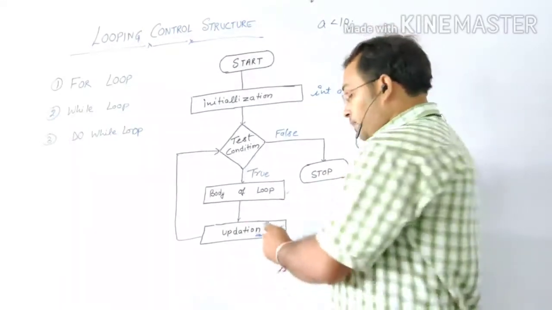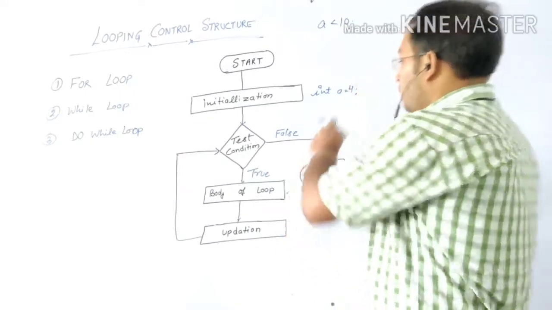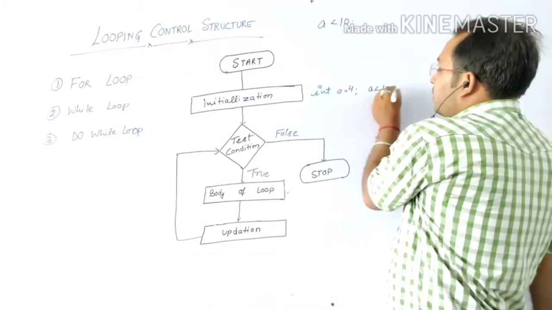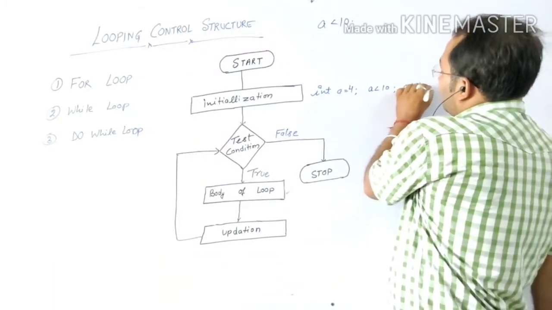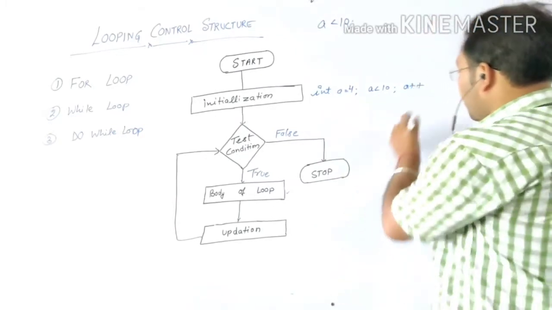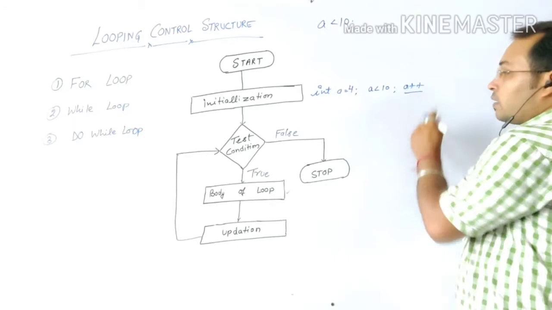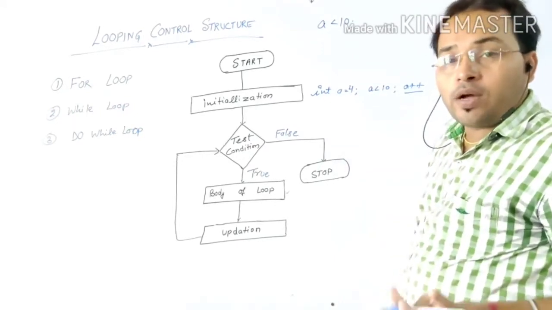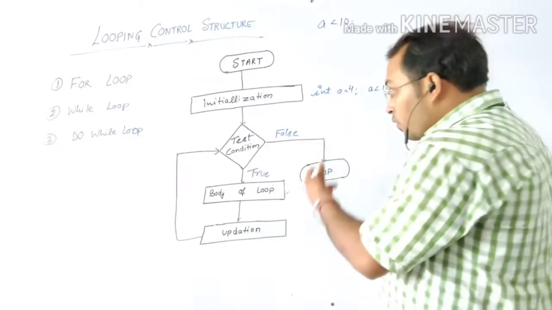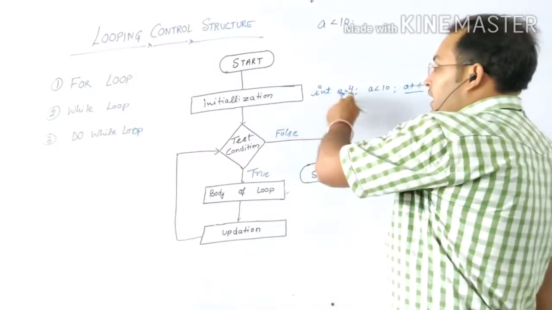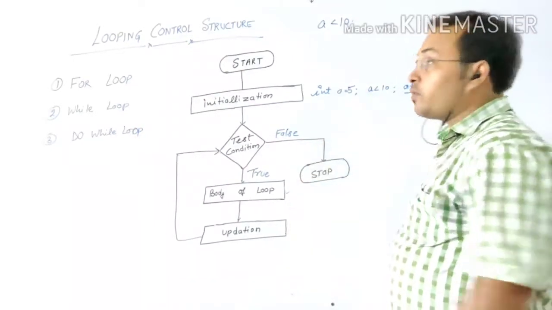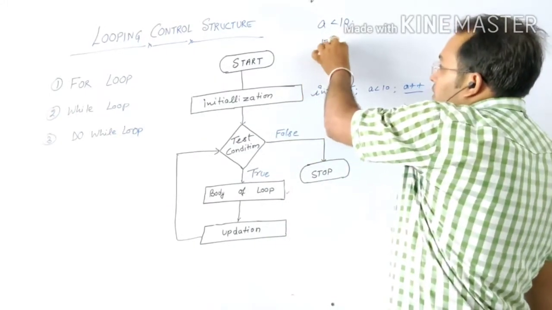After that, updation. Updation means here a equals to 4 you have written. This is your condition, a less than 10. Then after that, updation is required. Here the use of unary operator comes. A plus plus means one increment you have to do in your initial value. Then when updation happens, the initialization a equals to 4 will become a equals to 5, and it will again check the condition, 5 less than 10 or not.